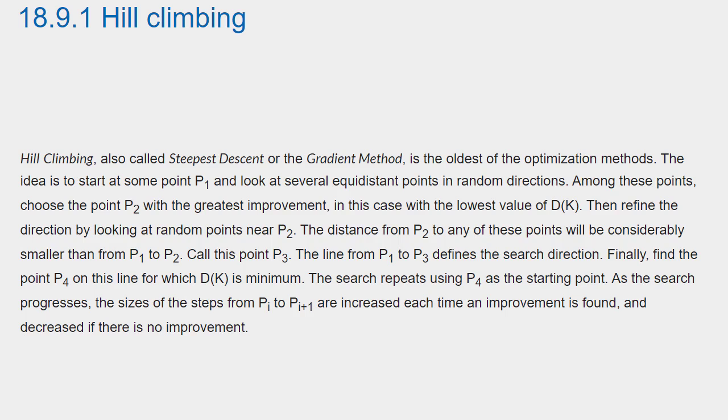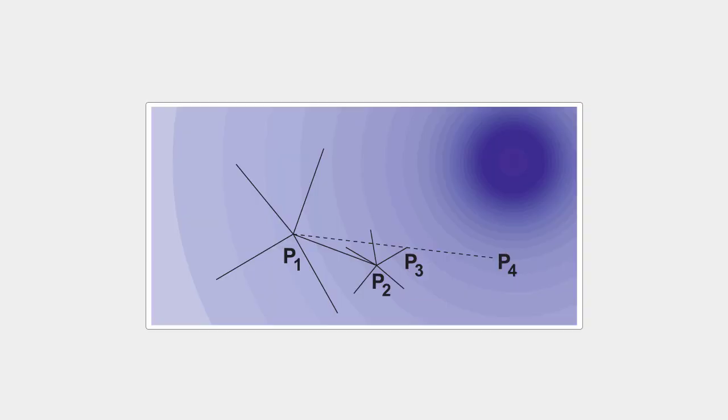The distance from P2 to any of these points will be considerably smaller than from P1 to P2. Call this point P3. The line from P1 to P3 defines the search direction. Finally, find the point P4 on this line for which d of k is minimum. The search repeats using P4 as the starting point. As the search progresses, the sizes of the steps from Pi to Pi plus 1 are increased each time an improvement is found, and decreased if there is no improvement.